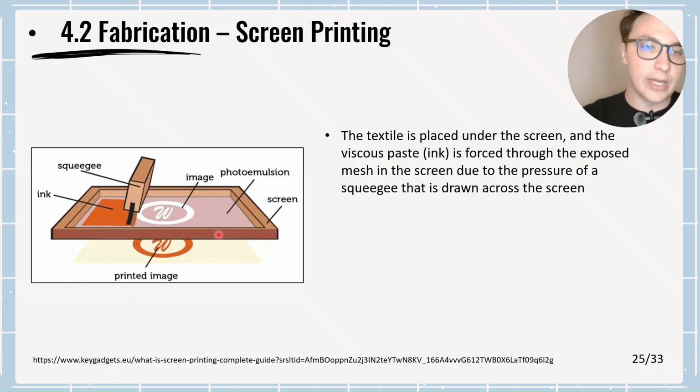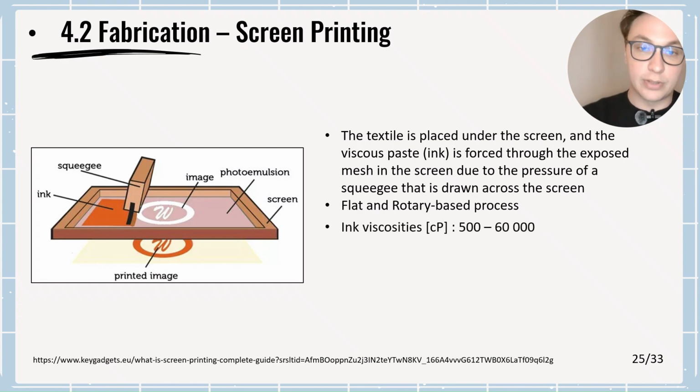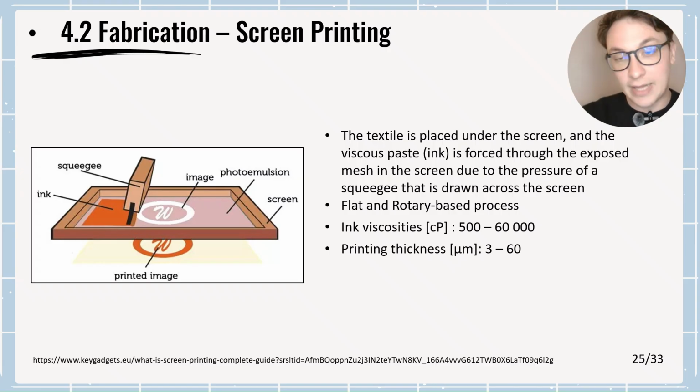So as mentioned, we need a squeegee to put some pressure on the screen and to push the ink through the holes of the screen. It's a flat and rotary based process. The ink viscosity, of course, is very much related to the porosity of the screen itself. The thickness goes a little bit down here, so it's an advantage, down to 3 micrometer, quite interesting.